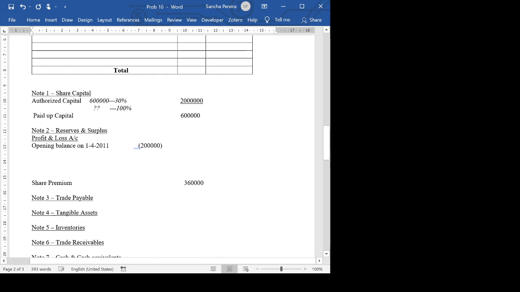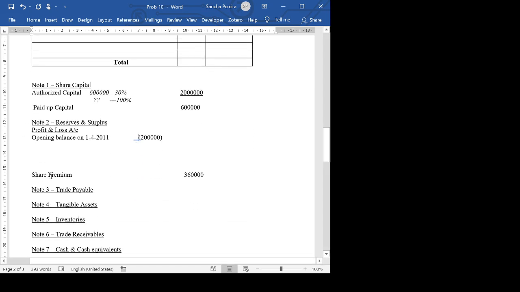Our next head, we'll go head wise. After share reserves and surplus, if you go as per the format, the next thing that we have is non-current liabilities. Under non-current liabilities, the first thing is long-term borrowings, and I think we have an unsecured loan that we are going to put here under long-term borrowings.